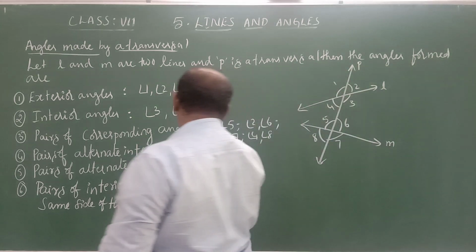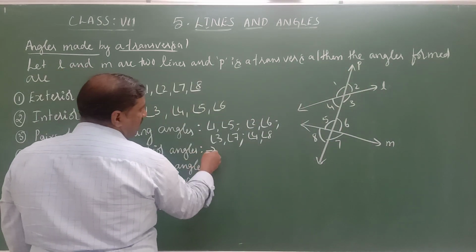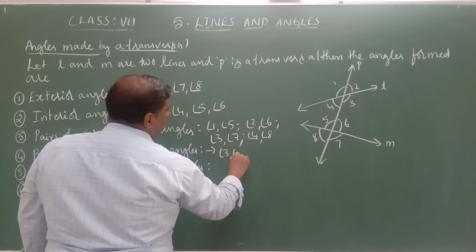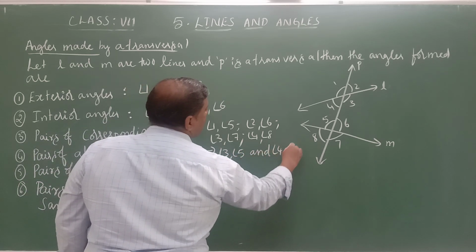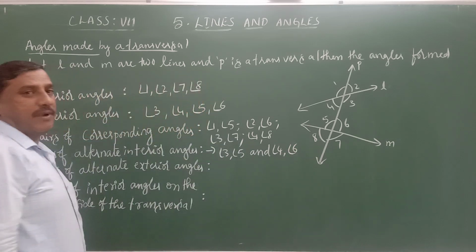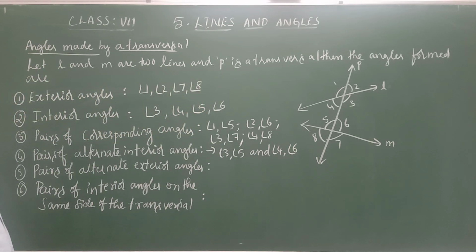Therefore, what are the two pairs of alternate interior angles we have? Angle 3, angle 5 and angle 4, angle 6 are the two pairs of alternate interior angles.